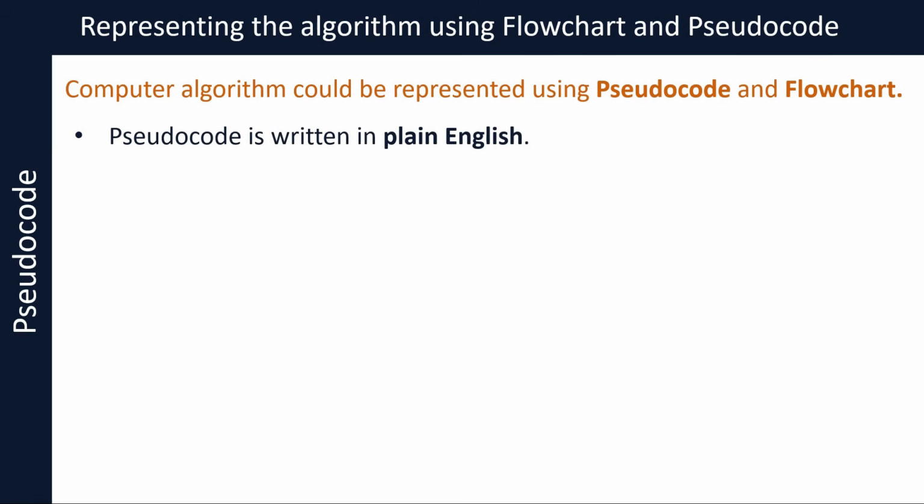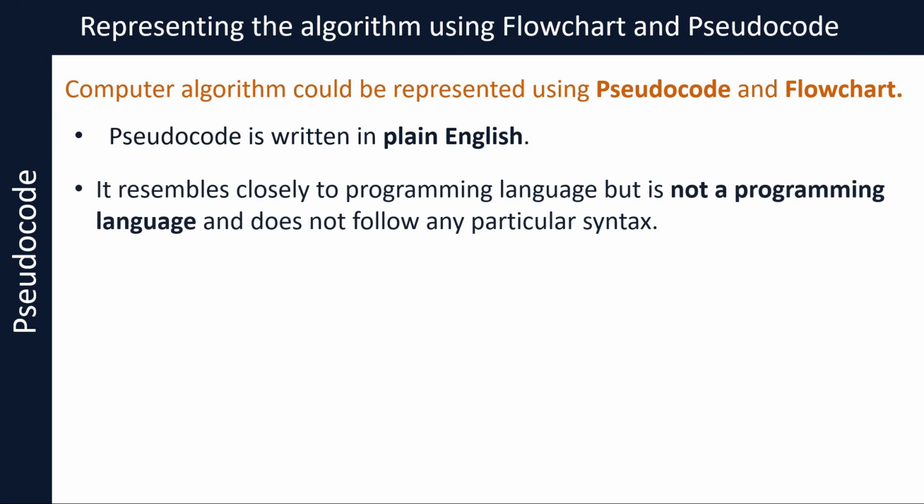Pseudocode is written in plain English. It resembles programming language closely, but it is not a programming language and does not follow any particular syntax. Programming language syntax is similar to grammar in English. Just like how you follow grammatical rules and punctuation in English, each programming language has certain rules that a program written in that language has to abide by for the program to work.